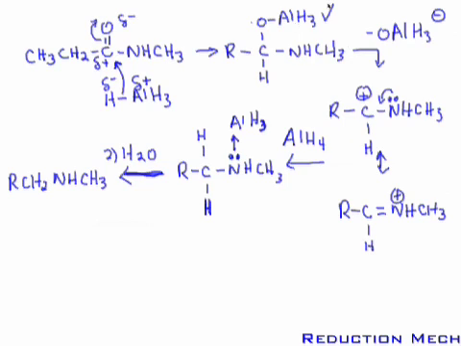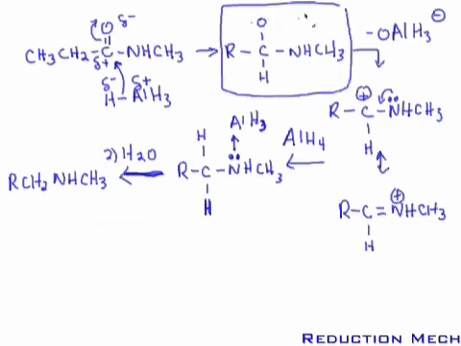Now let's come back to this stage. Aluminum AlH3, remember right here, has an empty orbital. You might say, why does the AlH3 bind to the oxygen? Why not bind to the nitrogen? Make that a good leaving group and restore the carbonyl. Remember, oxygen bears the negative charge here.